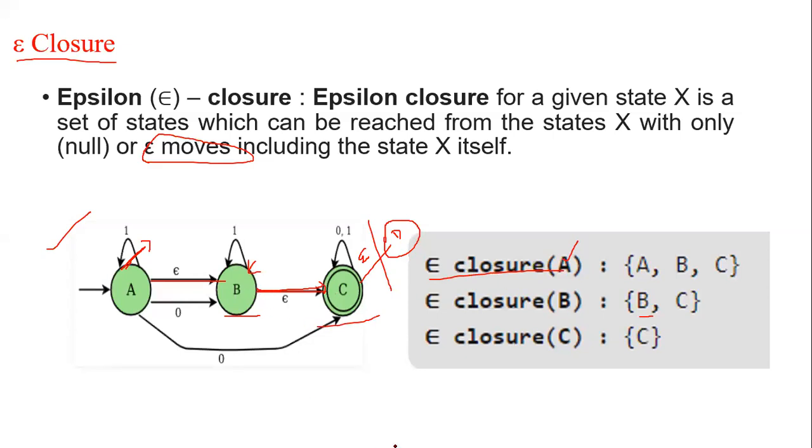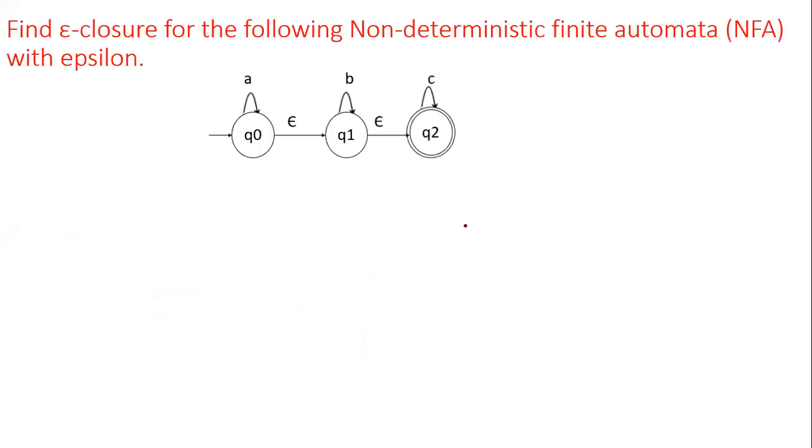And for the node C, the epsilon closure of C is just the particular state itself, as there are no further moves from C to any other states. So I can say the epsilon closure of C is C only. This is the concept of epsilon closure. You have to know how we calculate the epsilon closure for that particular state. Is it clear, everyone? We'll go with another example, then it will be clear for you.